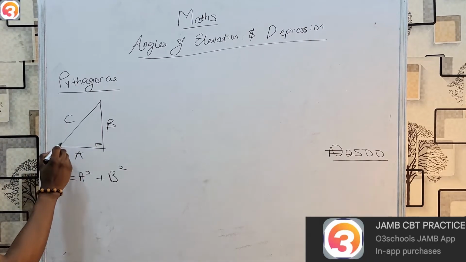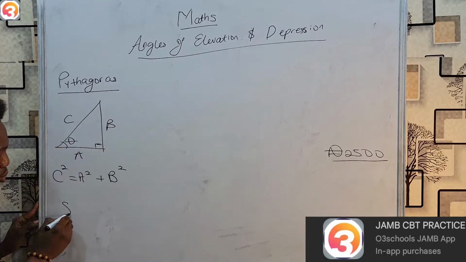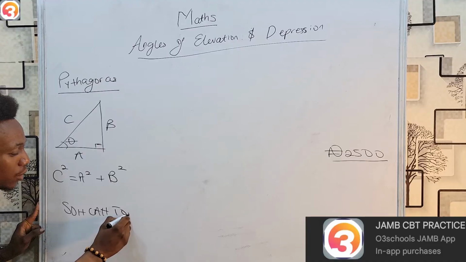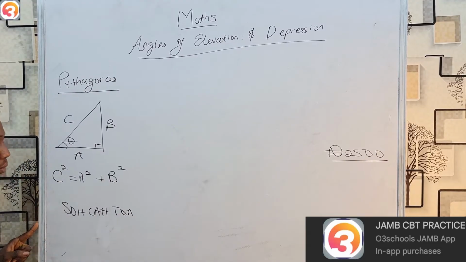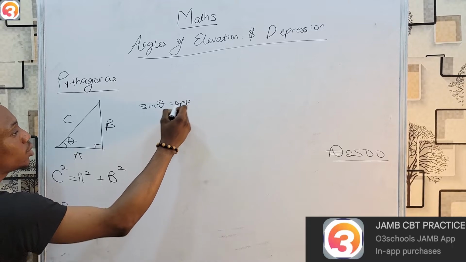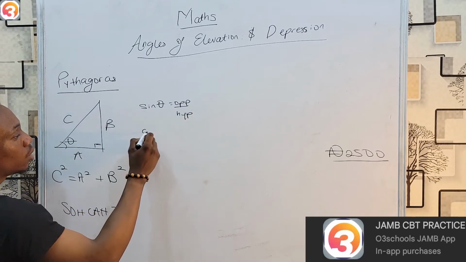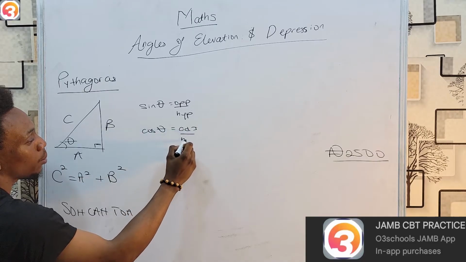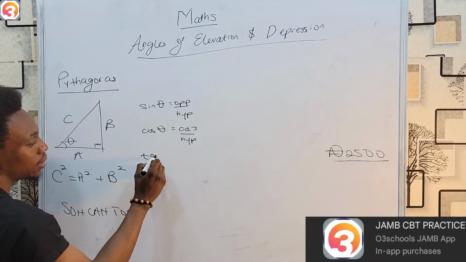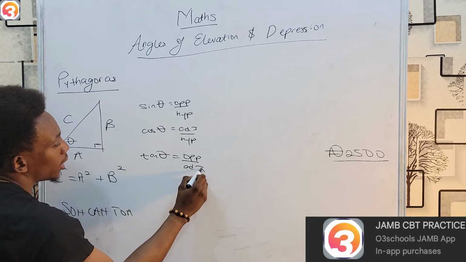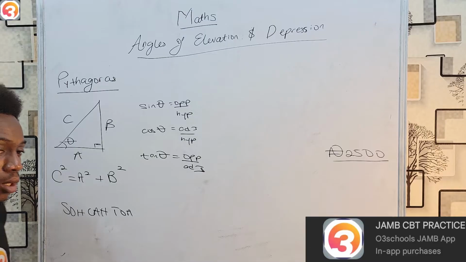And then also, we make use of SOHCAHTOA, which again you should know, but I'm just going to write down here for the sake of emphasis, that sine theta is the opposite over hypotenuse, cos theta is the adjacent over the hypotenuse, and that tan theta is the opposite over adjacent. So you will use this.